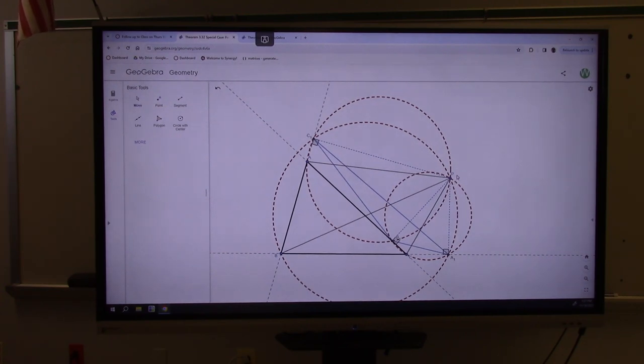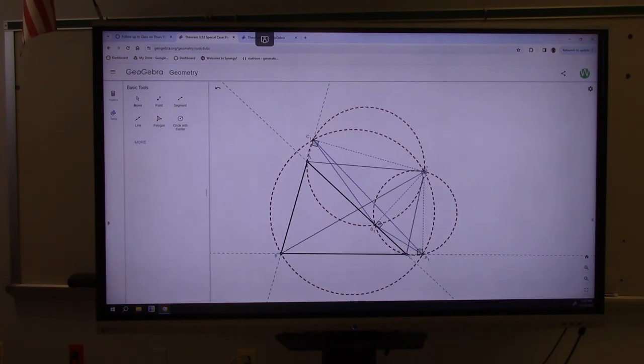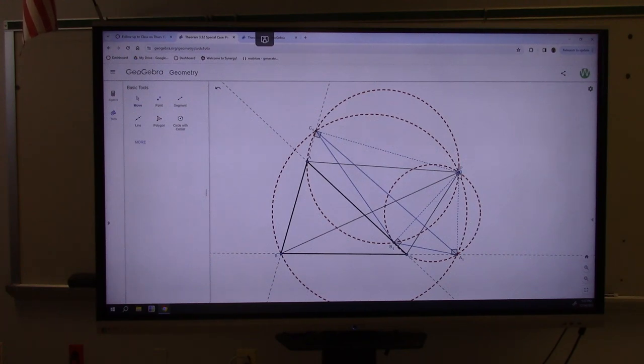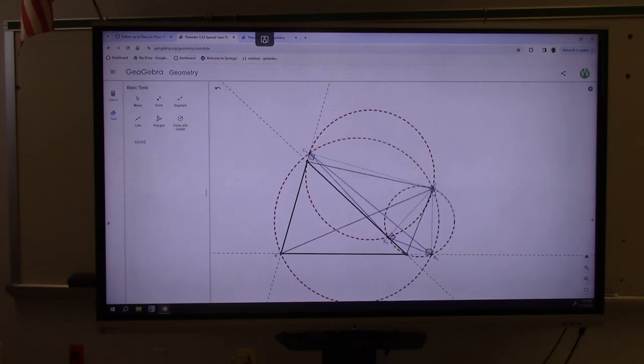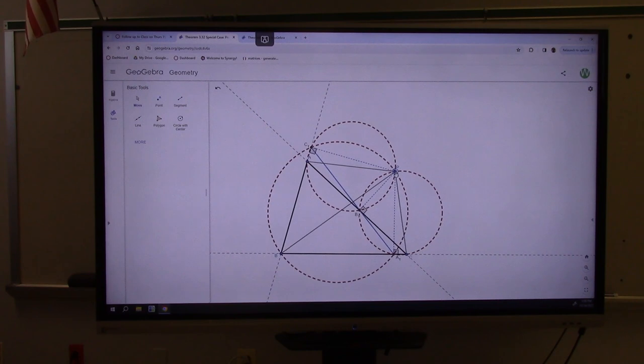Okay, so what was the other thing that happened in section 1.9? In section 1.9, we also mentioned that you're always going to get a pedal triangle, except when are you not going to get a pedal triangle? When the pedal triangle is degenerate. When P is on the circumcircle. And then what do you get instead? A line. The Simson line.